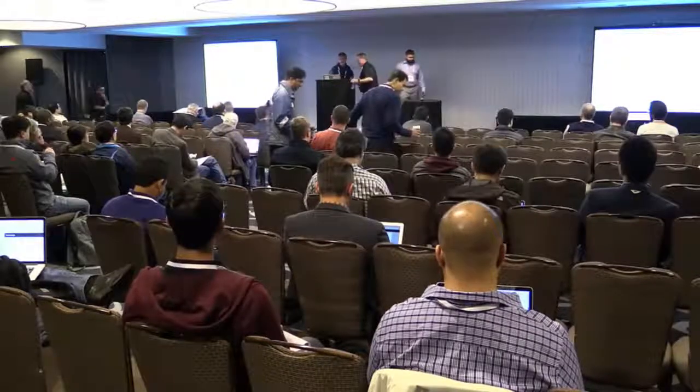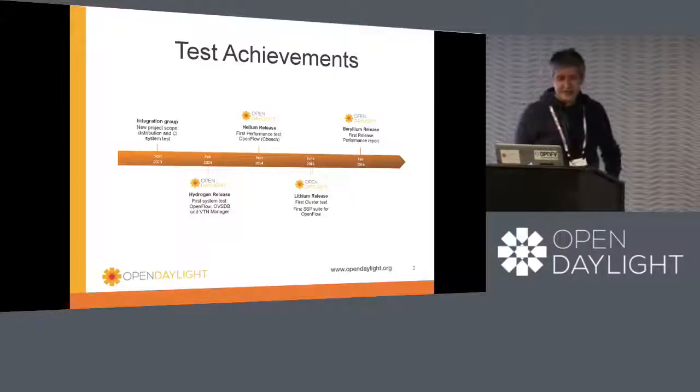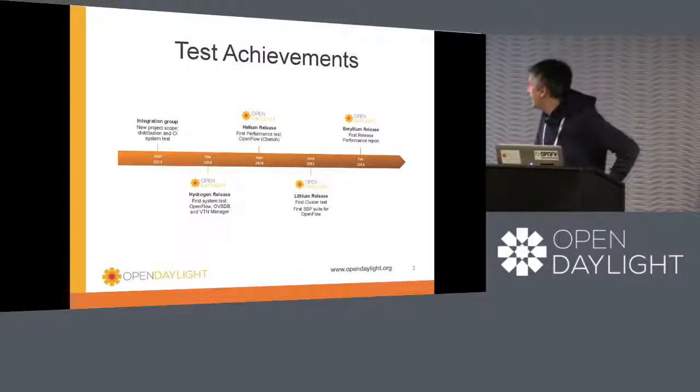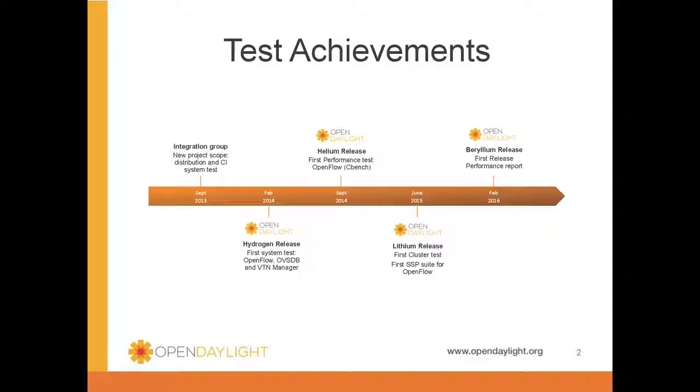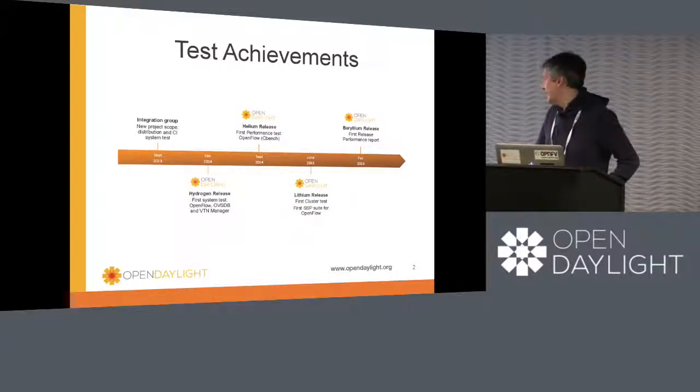Okay, let's get started. This is a little bit of test history in OpenDaylight. The first thing was, unfortunately we cannot see very well, but in September 2013, we created something called the integration group in OpenDaylight. We created it with the scope of doing distribution assembly, putting all the projects together. At that time, there were very few projects, along with doing some system tests. So we created a distribution, and then we did some system tests around that. That was the first milestone regarding tests in OpenDaylight.